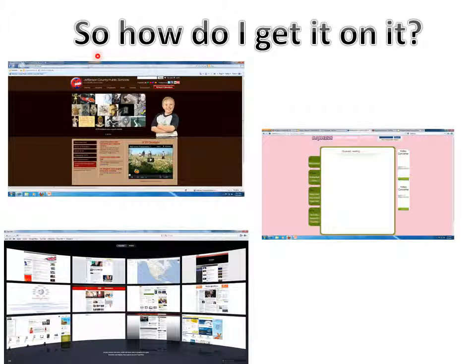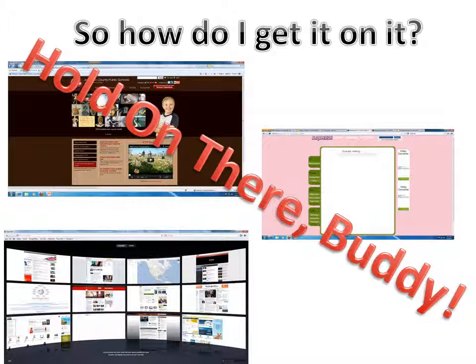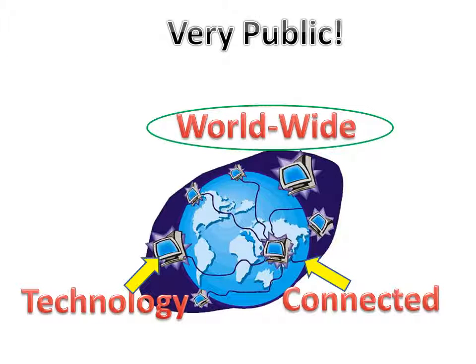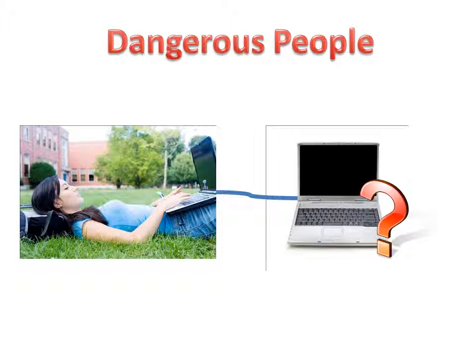So I'm sure a lot of you are asking, so how do I get on it? Well, hold on there, buddy. We need to talk about something very important. We need to talk about safety. The internet is very public. Do you remember when I said worldwide? Lots of people from all around the world are on it, and as you know, there's some people that probably aren't so nice. So let's talk about dangerous people.